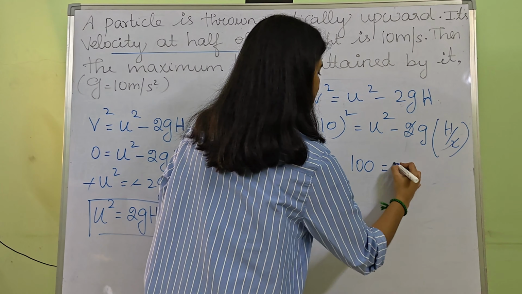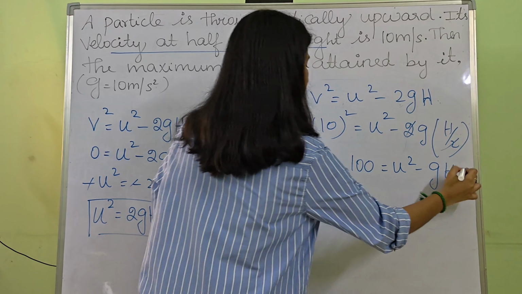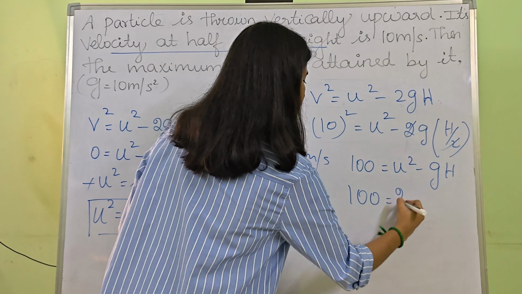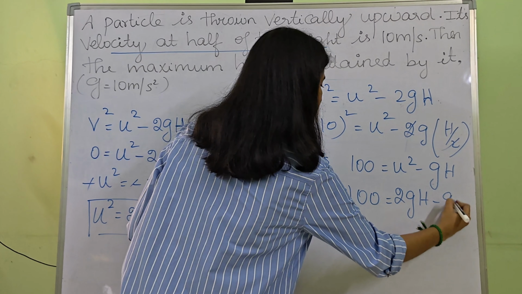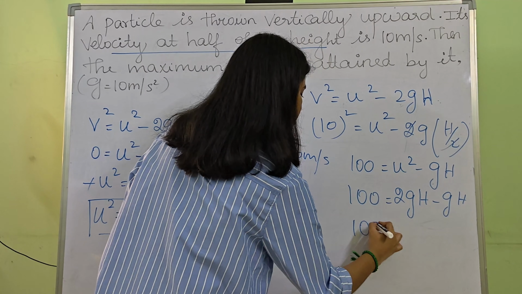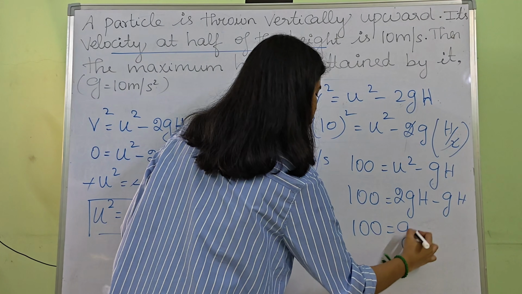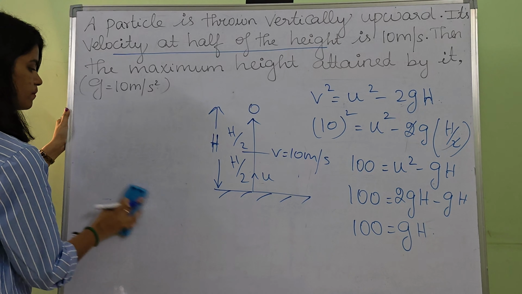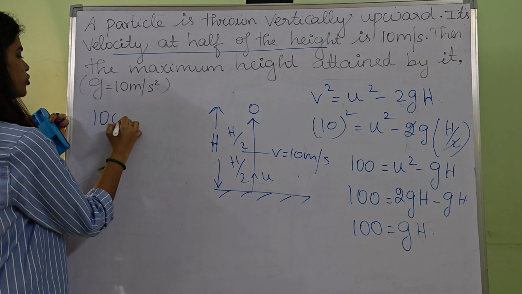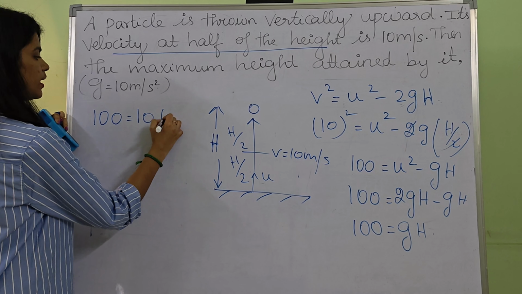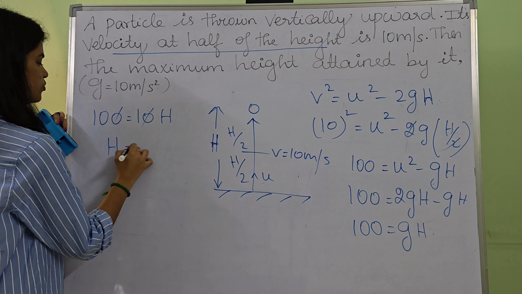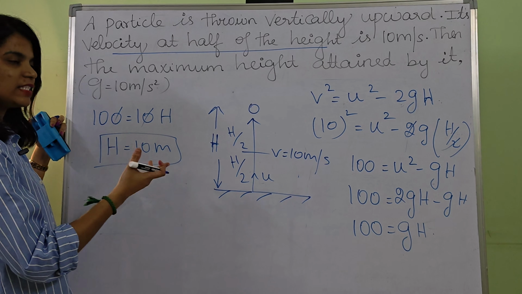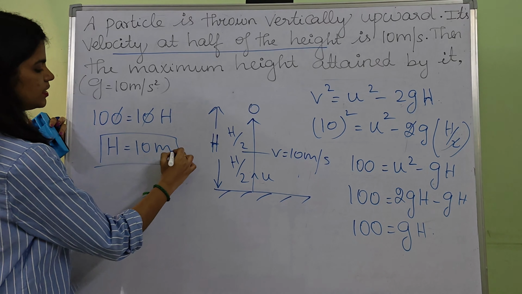So 100 equal to u square minus gh. Now substitute this u square here. So 100 is 2gh minus gh, and 100 equal to gh. So then, your g value they provided is 10, h, so cancel. So 10 meter is the answer. So the maximum height attained by the particle is 10 meter.